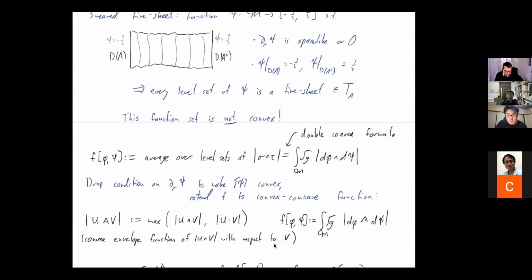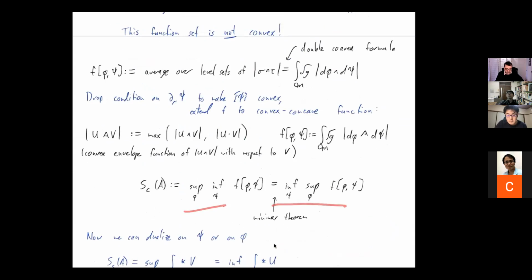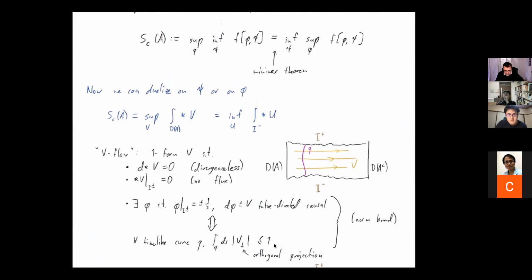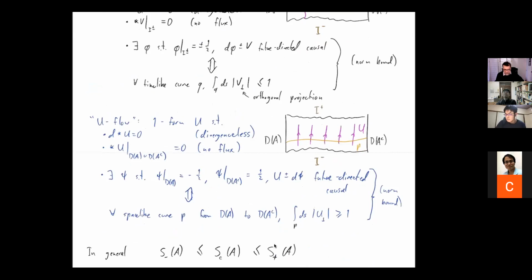And then you know that you can switch the maximization and the minimization. And then you can dualize. And when you dualize on one variable, you get bit threads that are space-like. And when you dualize on the other variable, you get bit threads that are time-like. And so you define what we call a V-flow, which is a one-form basically going across from D of A to D of A complement, and you're maximizing the flux subject to a certain constraint, and U-flows, which are a time-like thing going from the past boundary to the future boundary, and here you're minimizing the flux subject to a certain norm bound.